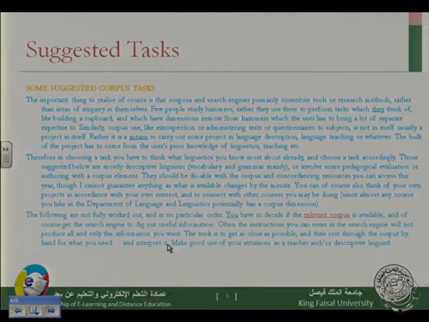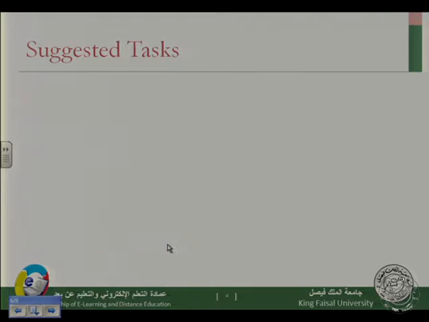So the following are not fully worked out, and in no particular order. You have to decide if the relevant corpus is available, and of course get the search engine to dig out useful information for you. So let's have the first one. How do synonyms differ? I mentioned that example before. In any class we look briefly at the synonyms sad and unhappy. You could look at another pair of synonyms like any of those below.